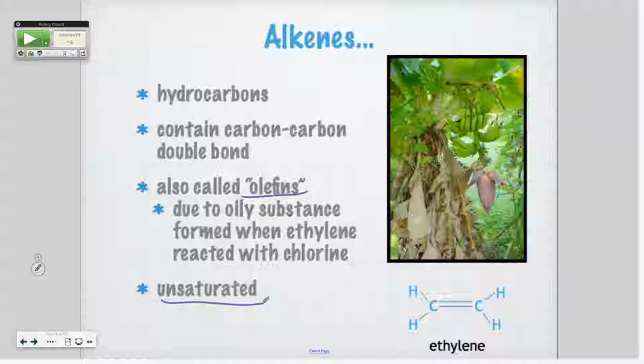Okay, so this is ethylene, which is the simplest one. There isn't a methyl, right? You have to have... so ethylene, does anybody know what this is? A banana tree. Okay, I've seen banana trees in Jamaica. And ethylene is produced by bananas. And ethylene is what makes fruit ripen.